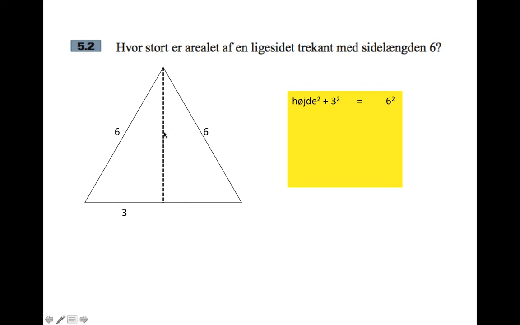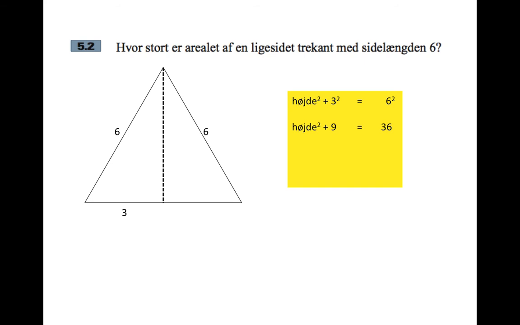And I'm going to use Pythagoras. The height squared plus the 3 squared in one of these right-angled triangles makes the 6 squared. So you've got a right-angled triangle that's formed when you drop a line down, and the two smallest squares add up to the square of the largest one. So having figured out that it's Pythagoras, I can now figure out the height.